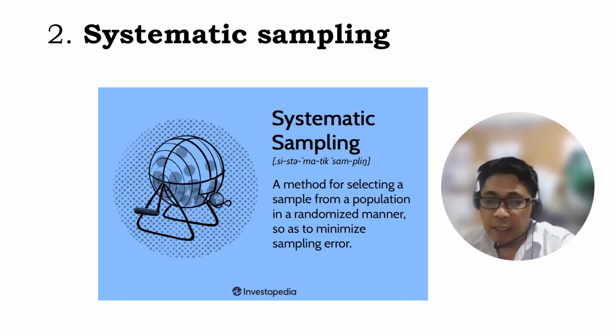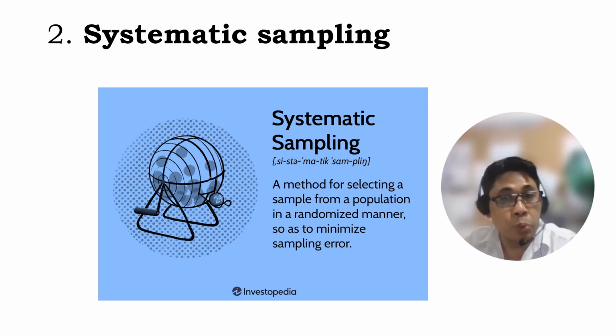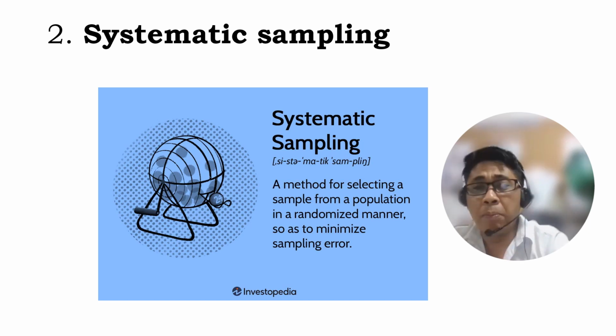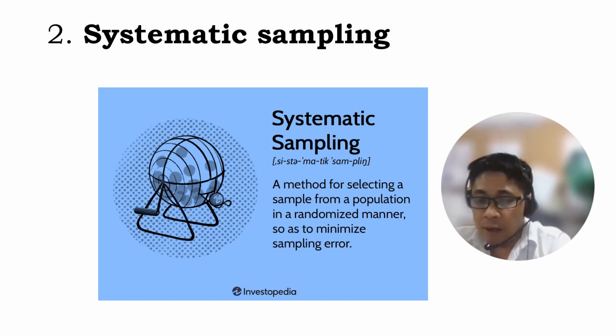So if you use this technique, it is important to make sure that there is no hidden pattern in the list that might skew the sample. So for example, if the HR database groups employees by team and team members are listed in order of seniority, there is a risk that your interval might skip over people in junior roles, resulting in a sample that is skewed towards the senior employees. So something like that. So you also have to minimize possible occurrence of biases.